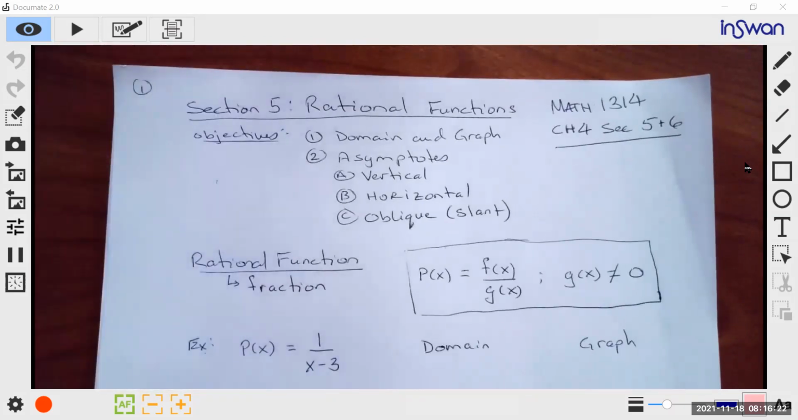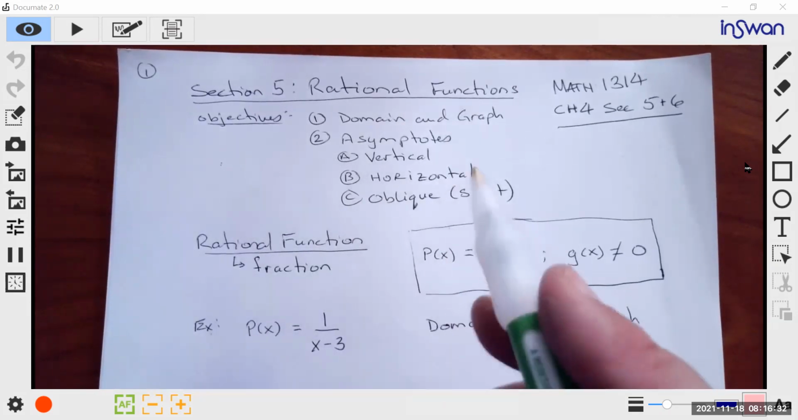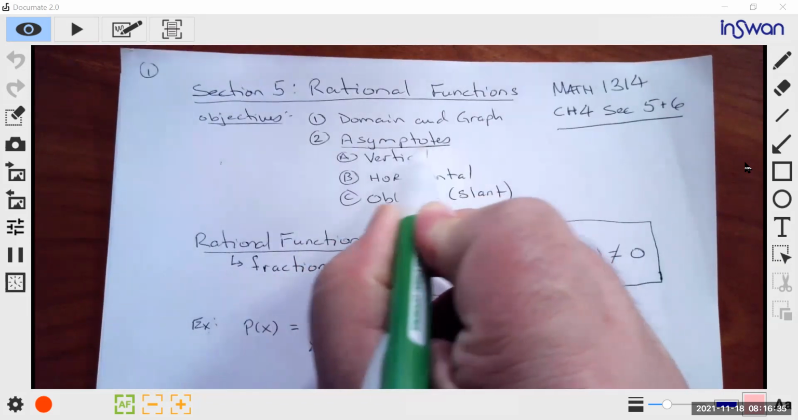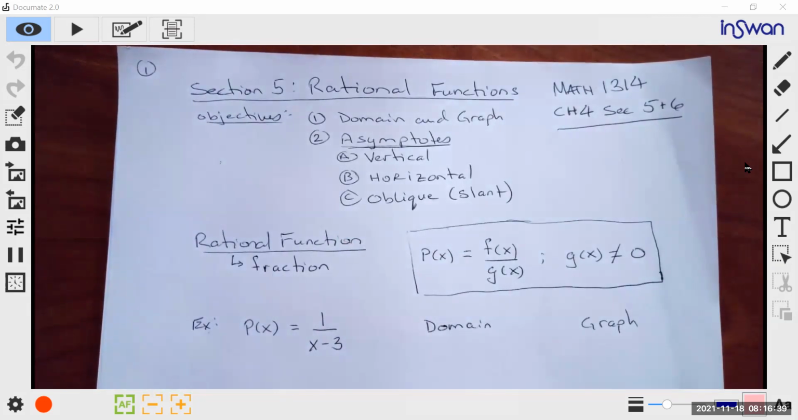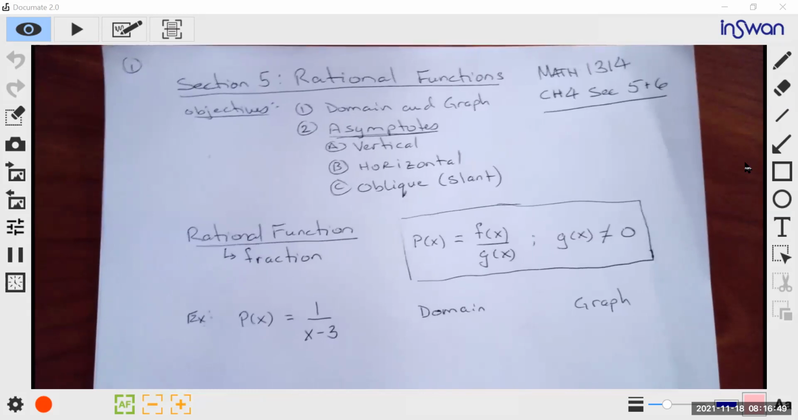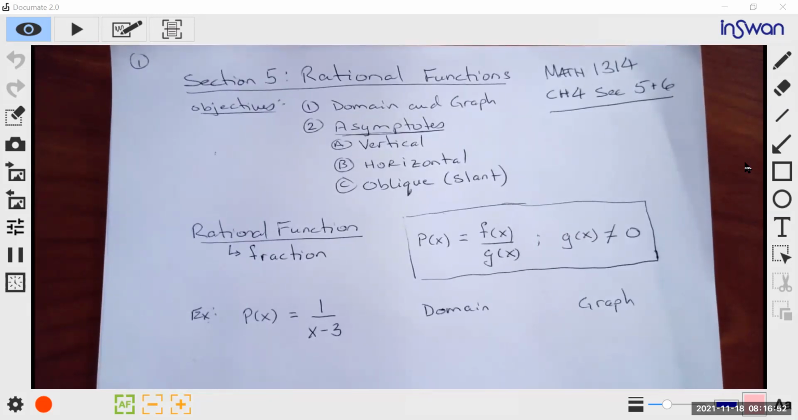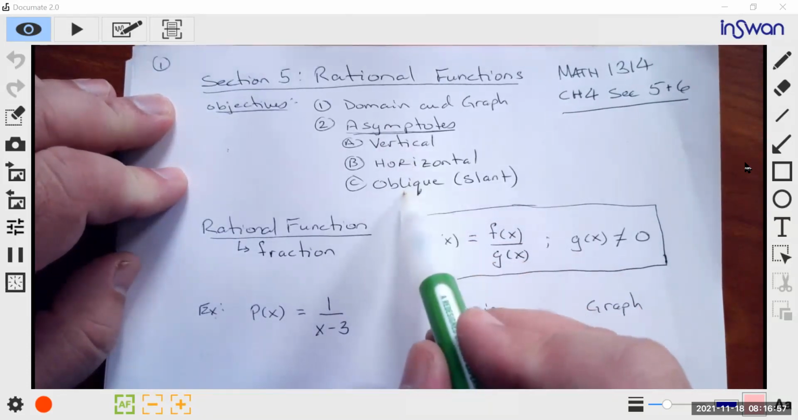Section 5. Rational functions. We're going to talk about the domains and the graphs. And since we have rational functions, which are fractions, we're going to have what are called asymptotes. We'll talk about that in a second. And there are 3 asymptotes. There's a vertical, horizontal, and oblique.